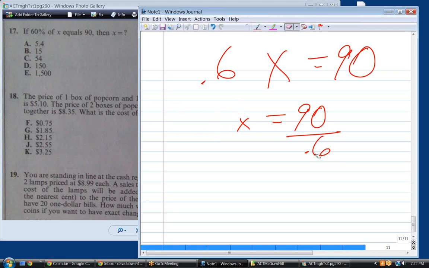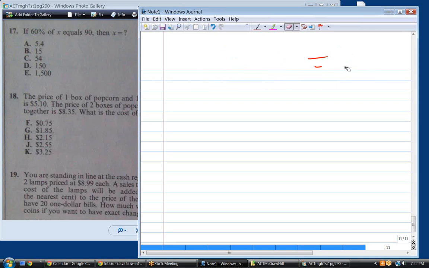What is that number? 150. Okay. Now when I said back solve it, what I meant was that rather than setting up the algebraic equation, let's look at their answers. What is 60% of 1,500? Well, 60% is more than half, so it certainly isn't 90. Right. What is 60% of 150? That's 90.